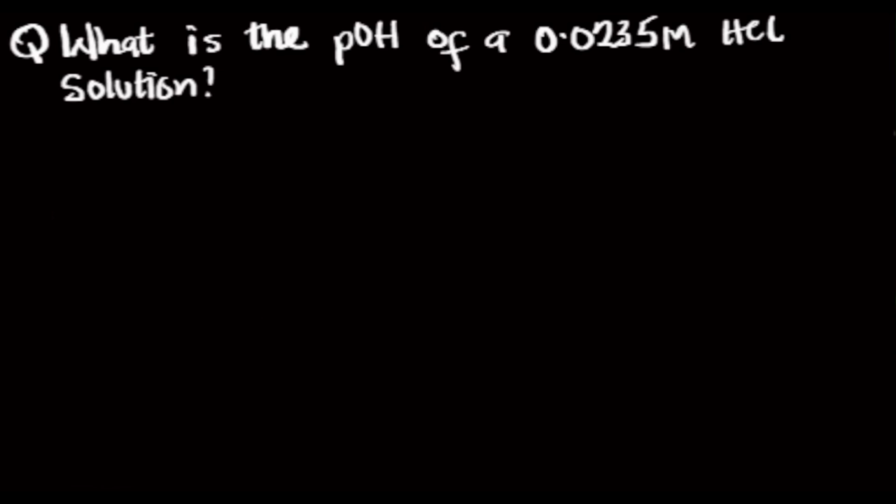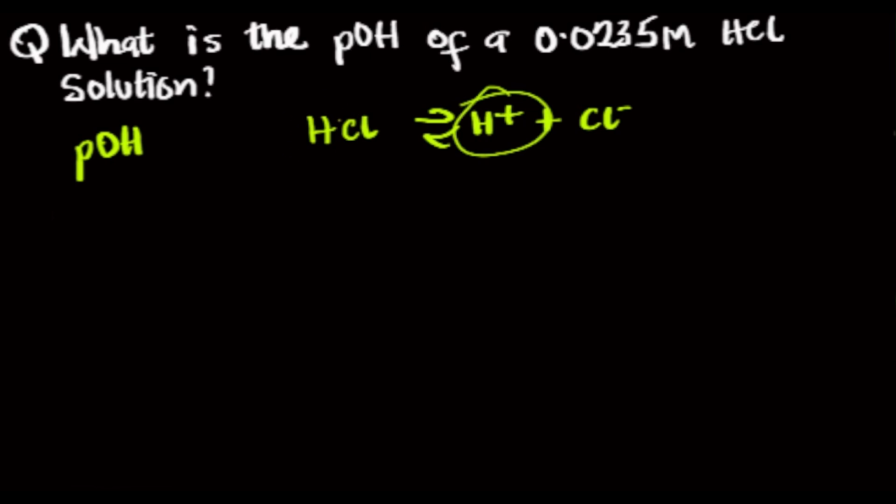What is the pOH? In this case, look at this. We're not asked to calculate the pH, we are asked to calculate the pOH of a 0.0235 molar hydrochloric acid. Remember that whenever hydrochloric acid is dissolved in water, it's going to dissociate into hydrogen ion and also chlorine ion, right? So that shows that we're going to have 0.0235 of this hydrochloric acid dissociate to produce 0.0235 of hydrogen ion concentration.